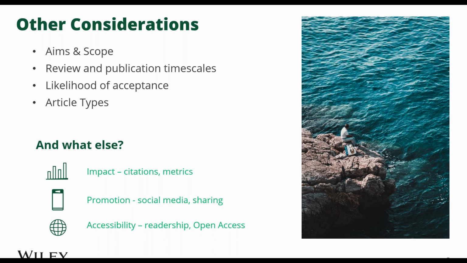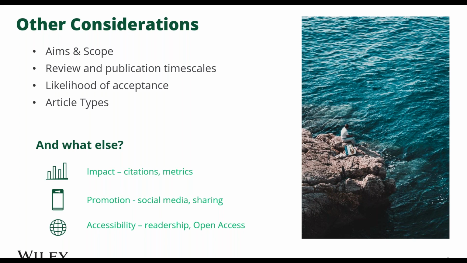The likelihood of acceptance. Everyone wants to publish in a top journal, but you need to be realistic about where you might be accepted. And finally, article types. We already mentioned article types and how important they are, and you need to make sure that if you're submitting, for example, a book review, that the journal does in fact publish book reviews, or you will just be immediately rejected.